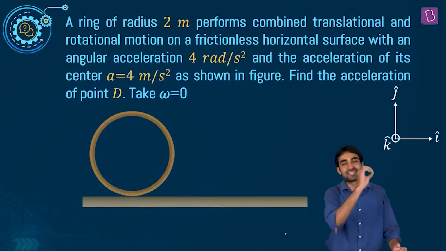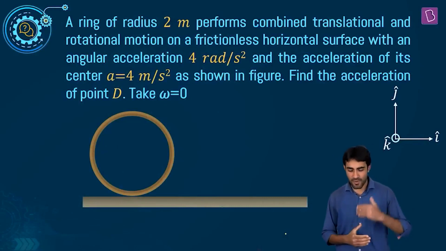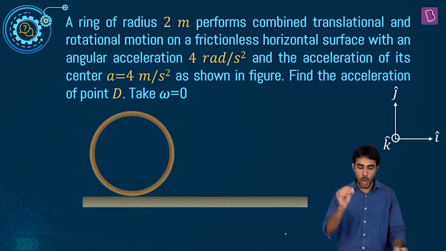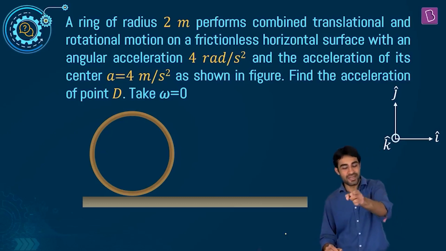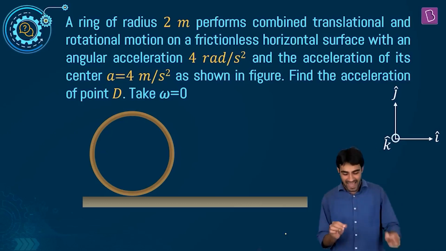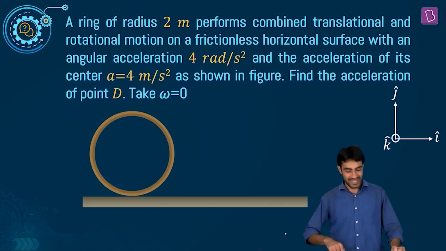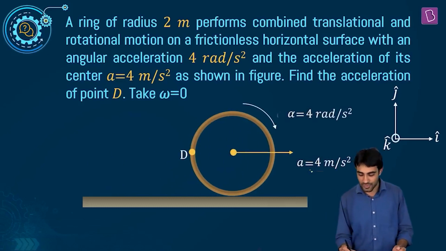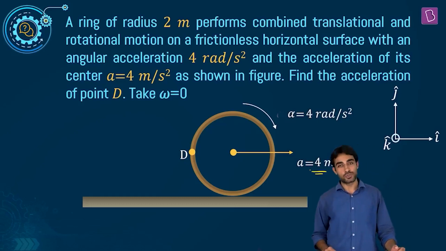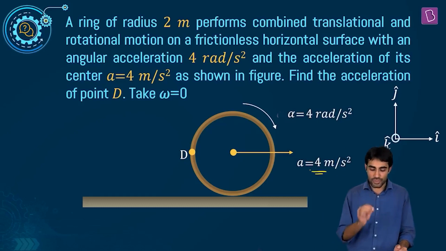Let's have a look at this question on rolling motion. Question says, a ring of radius 2 meter performs combined translation and rotational motion on frictionless horizontal surface with an angular acceleration of 4 radian per second square and the acceleration of the center as 4 meter per second square as shown in the figure. See how the wheel is going. The center of the wheel is under the acceleration of 4 meter per second square, and there is some angular acceleration of this wheel also about the center. Now we have to find the acceleration of point D.